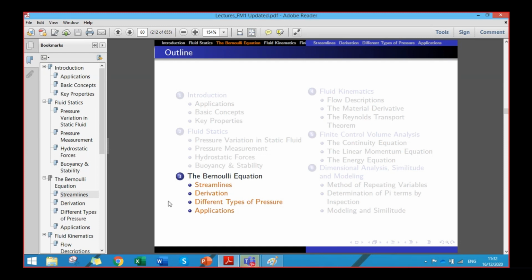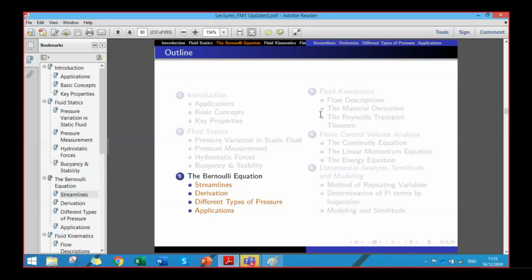We will be discussing what streamlines are and what the streamline coordinate system is, and then we'll be deriving the Bernoulli equation. Based on the derivation, we'll be discussing the different types of pressures, or the different terms, involved in the Bernoulli equation. And we'll discuss the energy grade line and hydraulic grade line, how they are drawn, and what they mean.